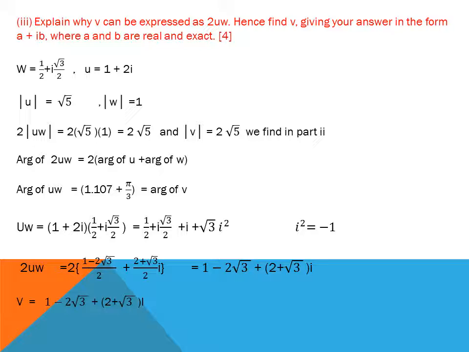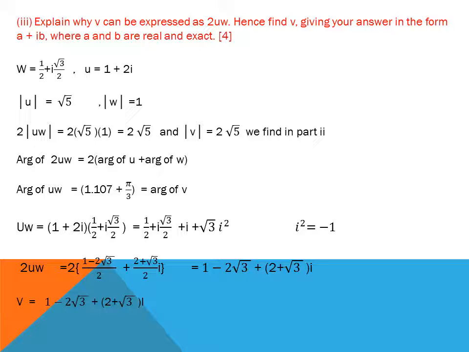And we find the v. V is equal to 2 times uw. First I find the product of u and w. The real part, first real part is multiplied by the complex number w, 1 by 2 and iota under root 3 by 2, and then 2 iota is multiplied by 1 by 2 and iota under root 3 by 2. Iota square is equal to minus 1, so that's why it will become 1 minus 2 under root 3 by 2 plus 2 plus under root 3 over 2 iota.